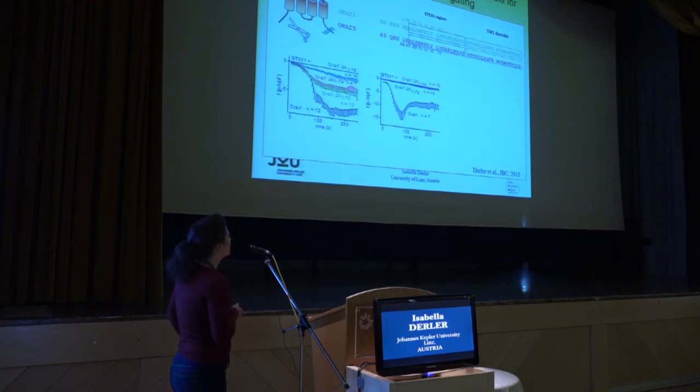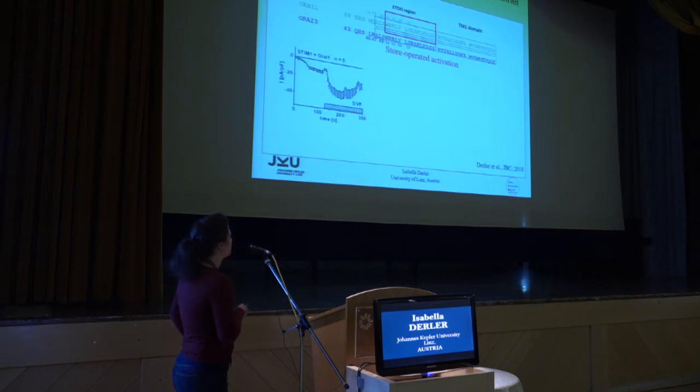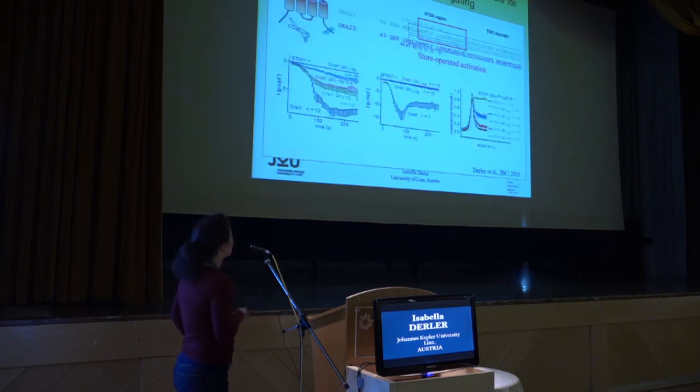But deletion to 76 or 78, so till here, leads to complete loss of function. So residues from here of this ETON region are required for store-operated activation. And again, in respect to STIM1 binding, it's the same as for the full deletion. So deletions till 78 and 76 are somewhere in between for the co-localization of STIM protein with the N-truncation mutant. So also those residues are required for STIM1 binding.